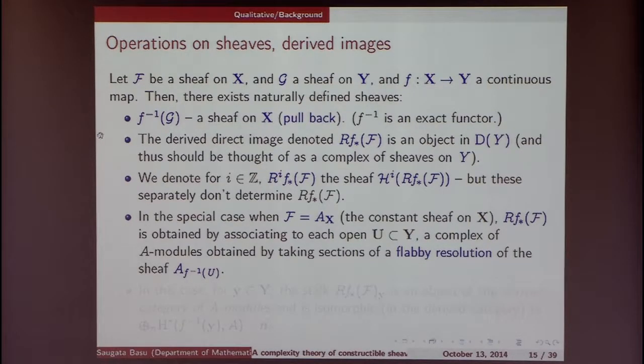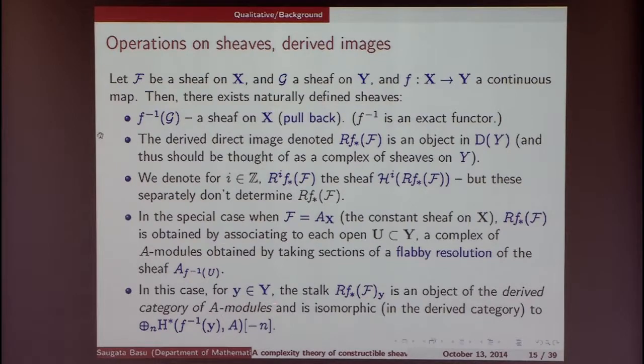But if you take a point in Y and you look at the stalk of the derived image at Y, then this is, after all, since it's a point, an object in the derived category just of A-modules. And in the category of A-modules, we know that any object in the derived category is isomorphic to its cohomology. So in fact, this stalk, in the case when the sheaf is the constant sheaf upstairs, is just going to be the direct sum of the cohomology of the fiber over Y with coefficients in A.